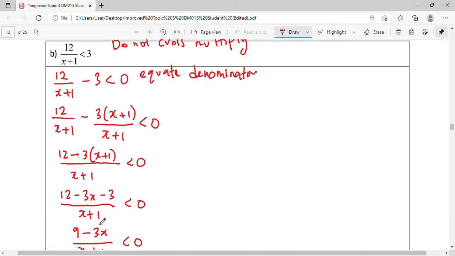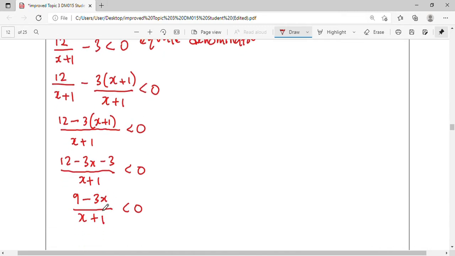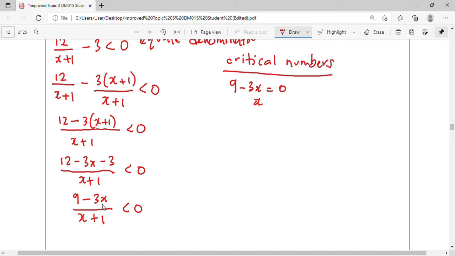We find critical numbers. So critical numbers: take the numerator, which is 9 minus 3x equals 0. So x equals 3. Another one is x plus 1 equals 0. x equals minus 1. Okay, then what should you do? Draw the number line.